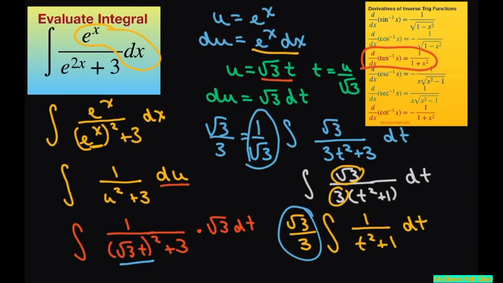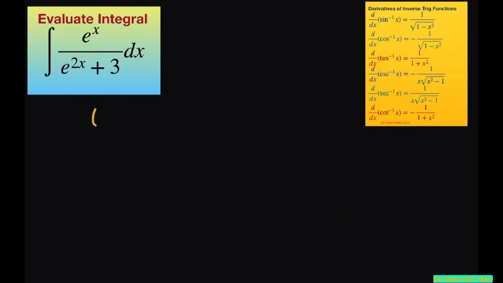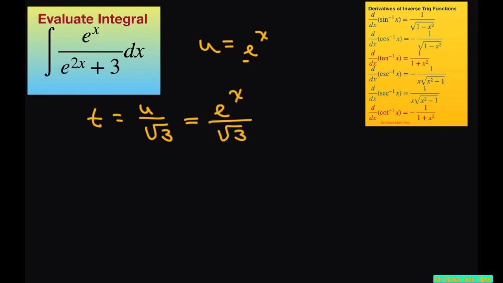Now we're going to substitute back in and work backwards. Our t was u divided by square root of 3. Our u was e to the power of x. So if I substitute this in, t equals e to the power of x divided by square root of 3. So now we have our form.